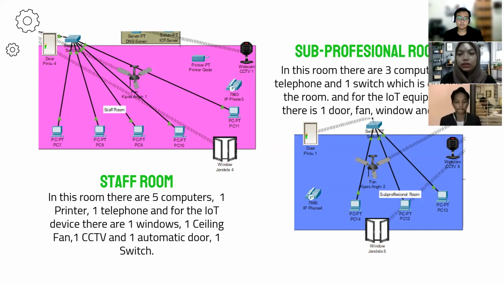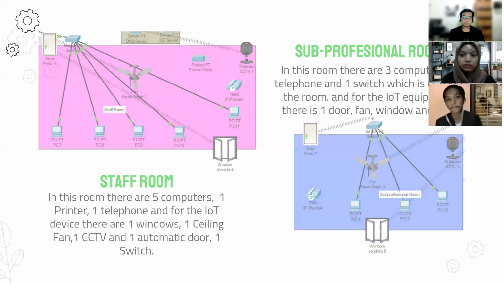And the next room is the sub-professional room. In this room, we have 3 computers, 1 telephone, and 1 switch, which is outside of the room. And for the IoT equipment, there is 1 door, 1 fan, a window, and CCTV. Next.